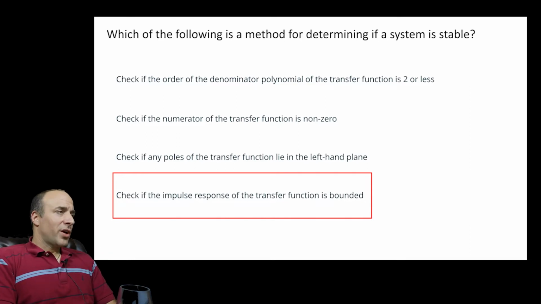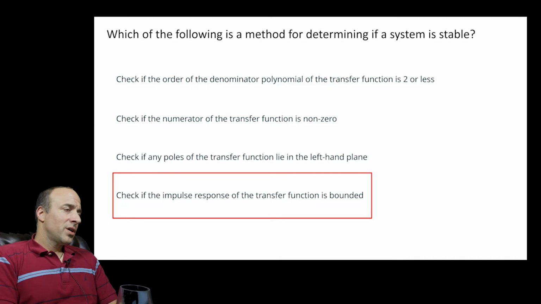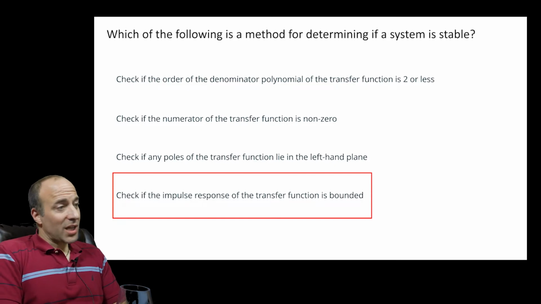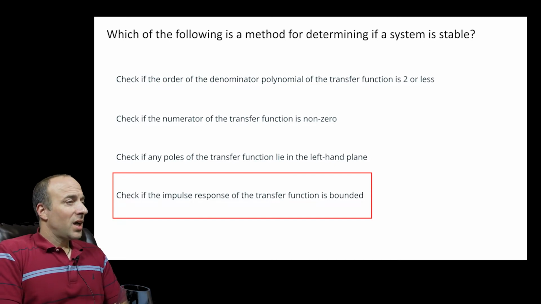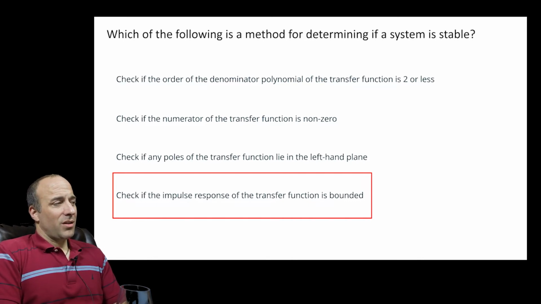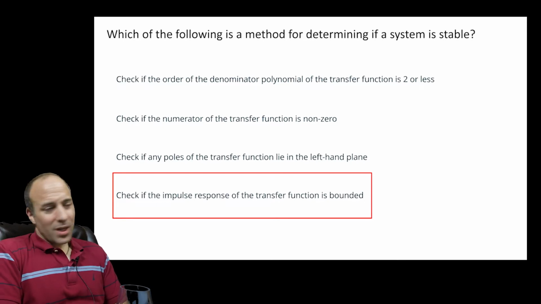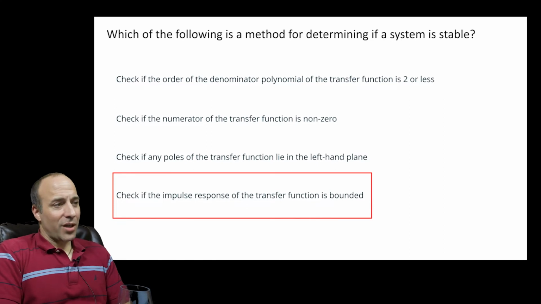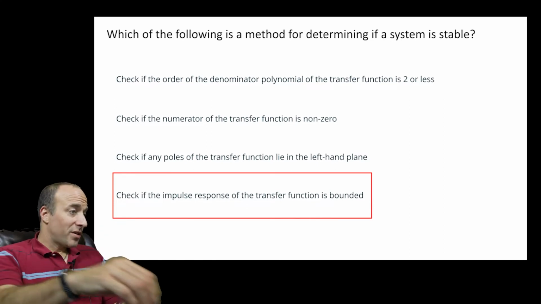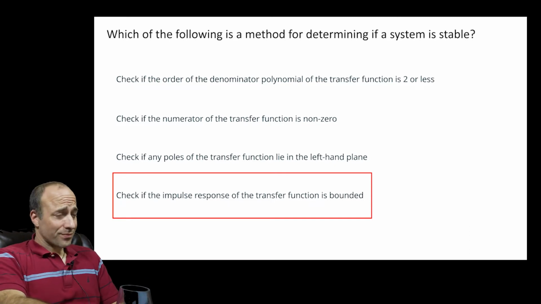Option 2 is check if the numerator of the transfer function is non-zero. That doesn't make any sense at all. Check if any poles of the transfer function lie in the left-hand plane. If all of the poles are in the left-hand plane, then it's stable. But just checking if any poles are in the left-hand plane, not good enough. And the fourth option is the correct one. Check if the impulse response of the transfer function is bounded.